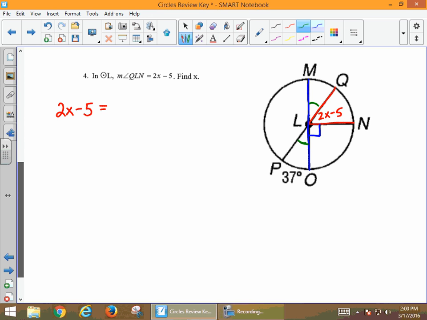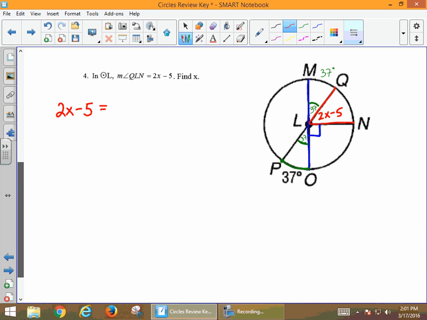Well, then I need to know what is the measure of angle PLO? Well, if the arc is 37 degrees, then the arc is equal to the central angle. So that means my central angle here is 37 degrees. And my central angle here is 37 degrees. And actually this arc over here is 37 degrees. So all of those are 37-degree arcs, 37-degree angles. Well, this now helps me out immensely, because now I know that 2x minus 5, this angle, can be found.